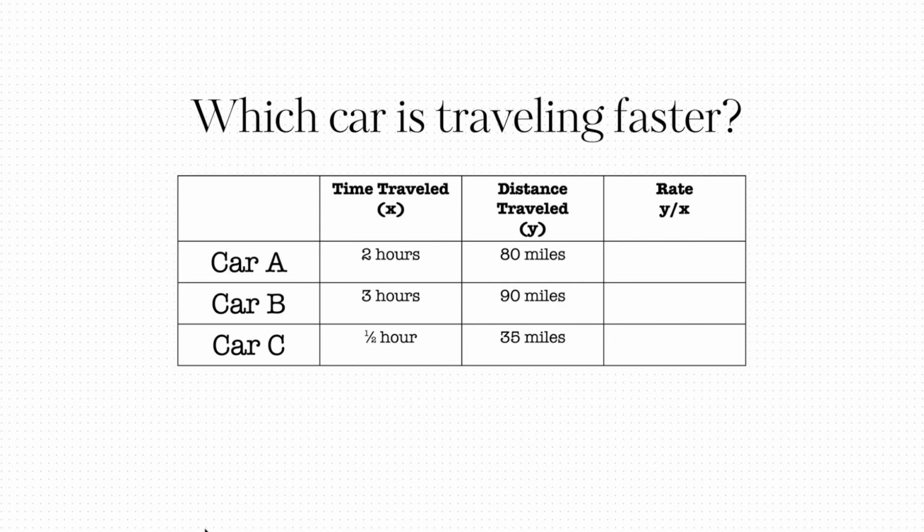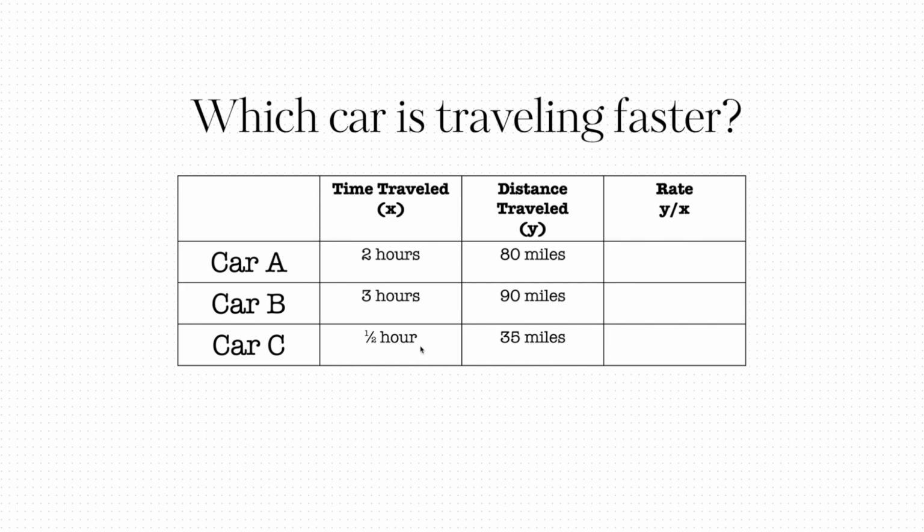As part of this unit of study, you have to figure out the rate of speed of certain cars, or even trains. Here we have 3 different cars: car A, car B, and car C. We know that car A traveled 80 miles in 2 hours. Car B traveled 90 miles in 3 hours. And car C traveled 35 miles in a half hour. We want to know which car is traveling the fastest.